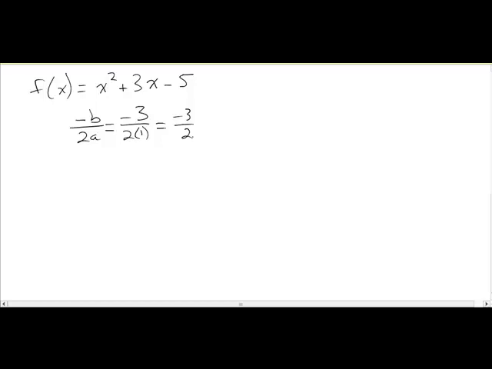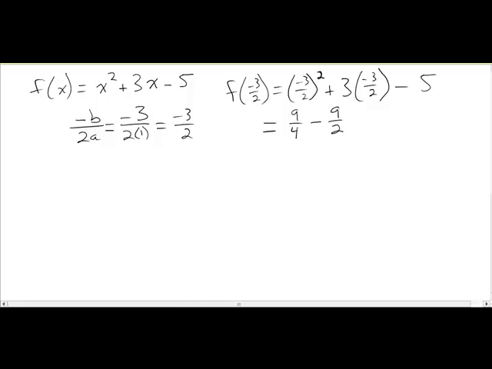So now we need to figure out what is f of negative 3 halves. Well, that is negative 3 halves squared, that's a squared, plus 3 times negative 3 halves minus 5. We're going to have to do some fraction math here. Negative 3 halves squared is just 9/4. And then you see 3 times negative 3 halves, well, that's minus 9 halves. Remember, I'm thinking of this as 3 over 1.